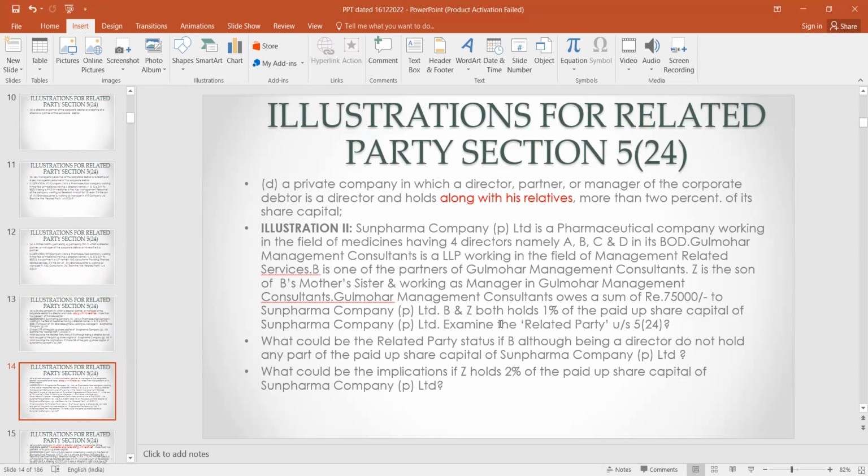Next, let us see. Sun Pharma Company Private Limited is a pharmaceutical company. These four are the directors. Gulmohar Management Consultants Private Limited is an LLP working in the field of management related services. B is one of the partners of Gulmohar Management Consultants. Z is the son of B's mother's sister and working as manager in Gulmohar Management Consultants. Gulmohar Management Consultants owes a sum of 75,000 to Sun Pharma Company Private Limited. B and Z both hold 1% of the paid up share capital of Sun Pharma. Examine the related party under section 524.